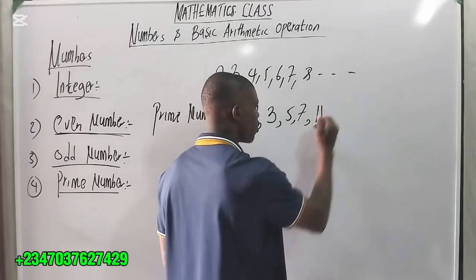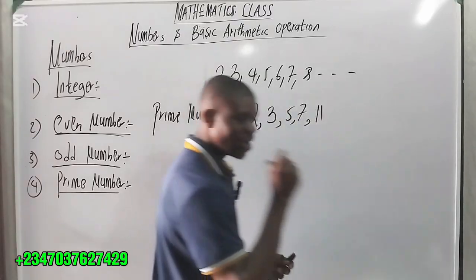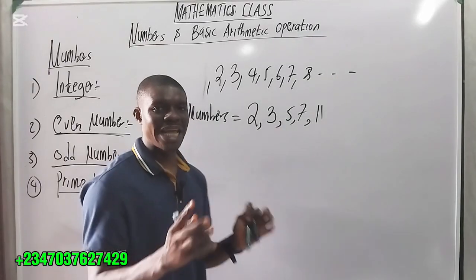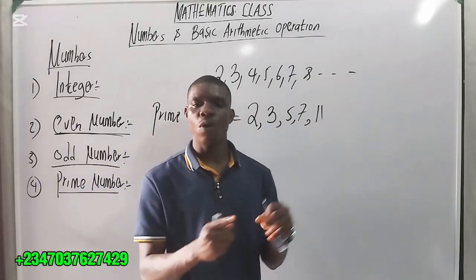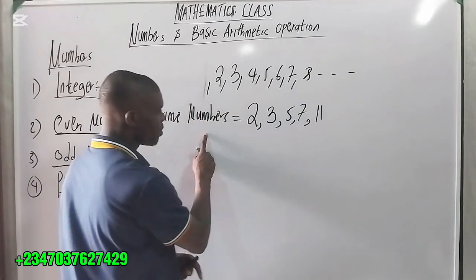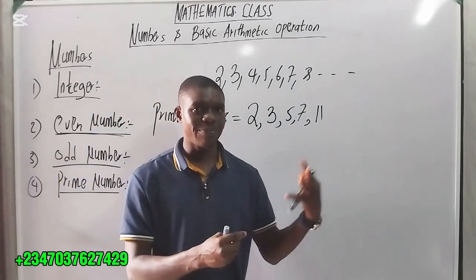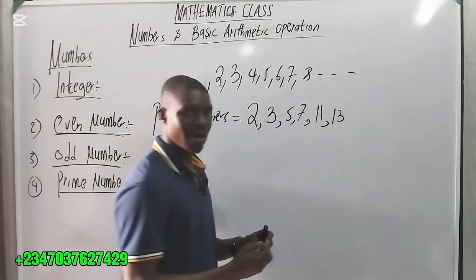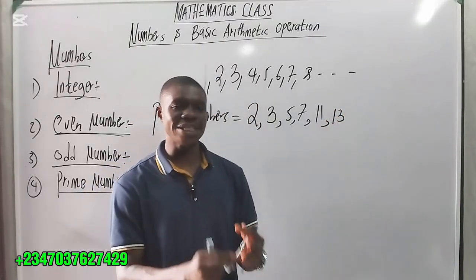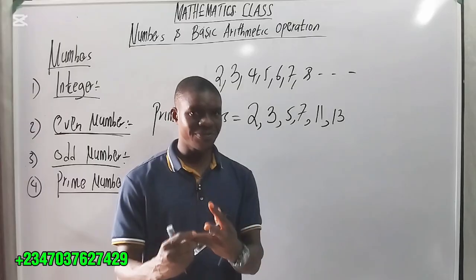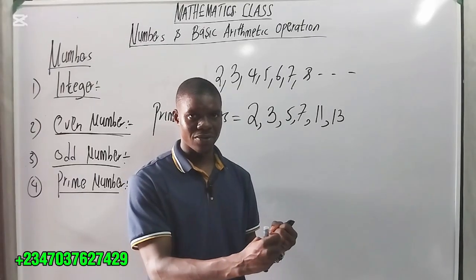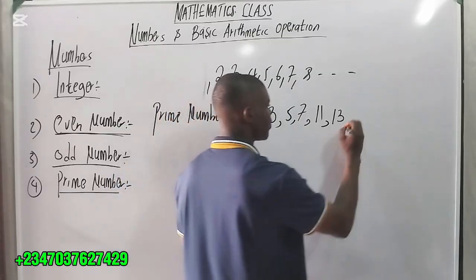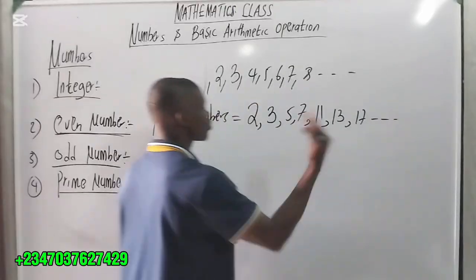11 is a prime number. Do you understand? 11 is a prime number, right? Because 11 does not have any other factor. It only has 1 and itself. 12 is not a prime number, but 13 is a prime number. 14 is not a prime number. 15 is not a prime number. 16 is not a prime number, but 17 is a prime number. Do you understand? And so on and so forth.